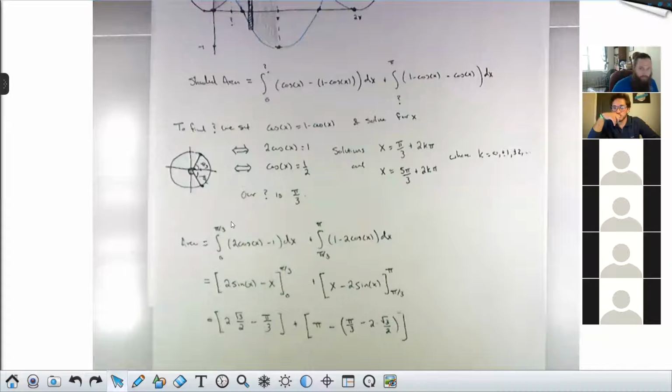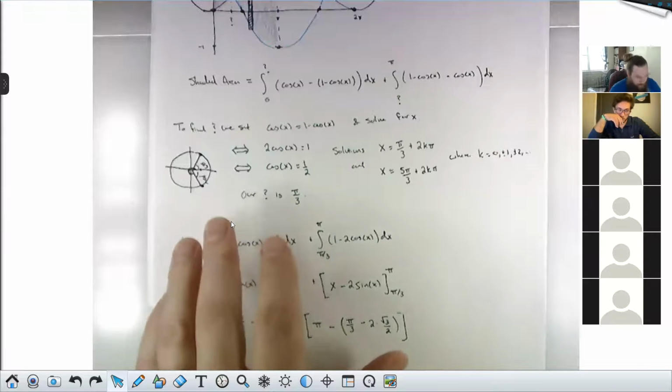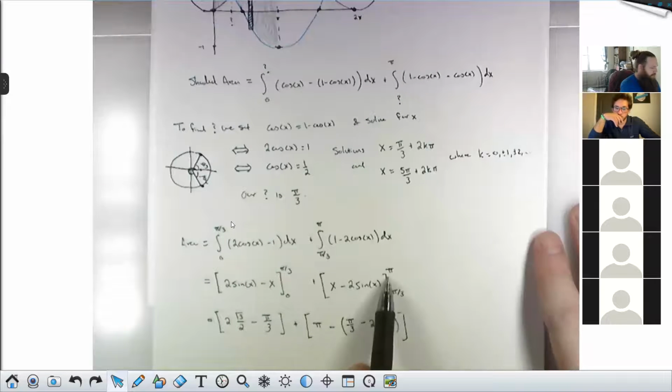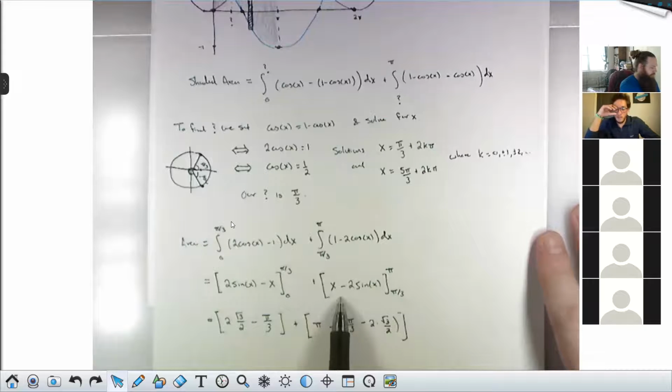Could you explain that last part again? The one down there, the second evaluation piece? Yeah, sure. When I plug in pi, I get pi minus 2 times the sine of pi, which is pi minus 2 times 0, which is just pi. So this is what I get when I plug in pi to this whole thing. And this is what I get when I plug in pi over 3 to this whole thing. Pi over 3 minus 2 times the sine of pi over 3.